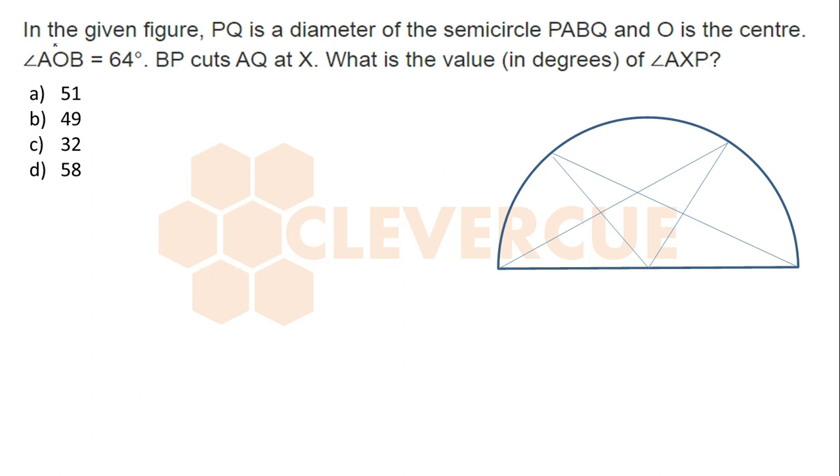Now, in the given figure, PQ is the diameter of the semicircle PABQ and O is the center. Angle AOB is equal to 60 degrees. BP cuts AQ at X. What is the value of angle AXP? See here, PQ is the diameter and PABQ is the semicircle, and here O is the center and angle AOB is given as 60 degrees.